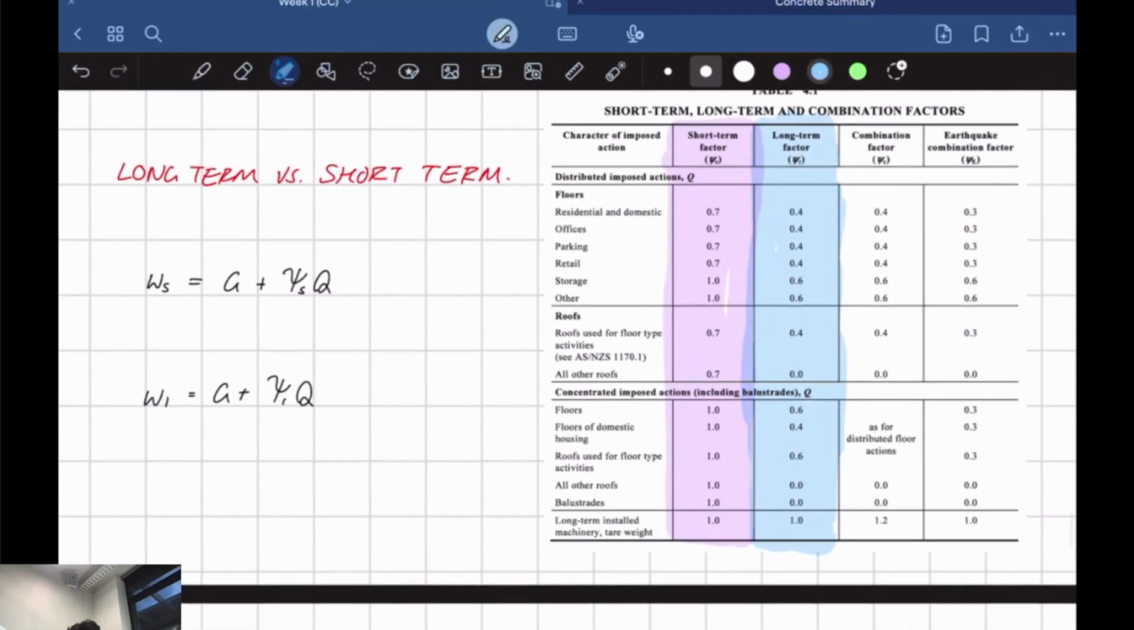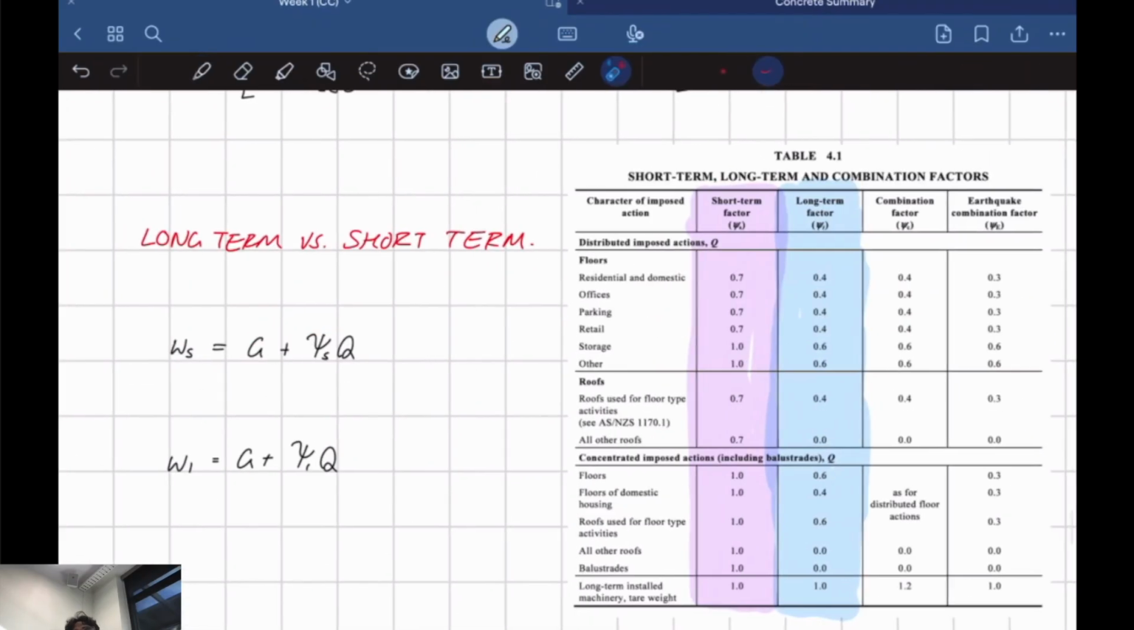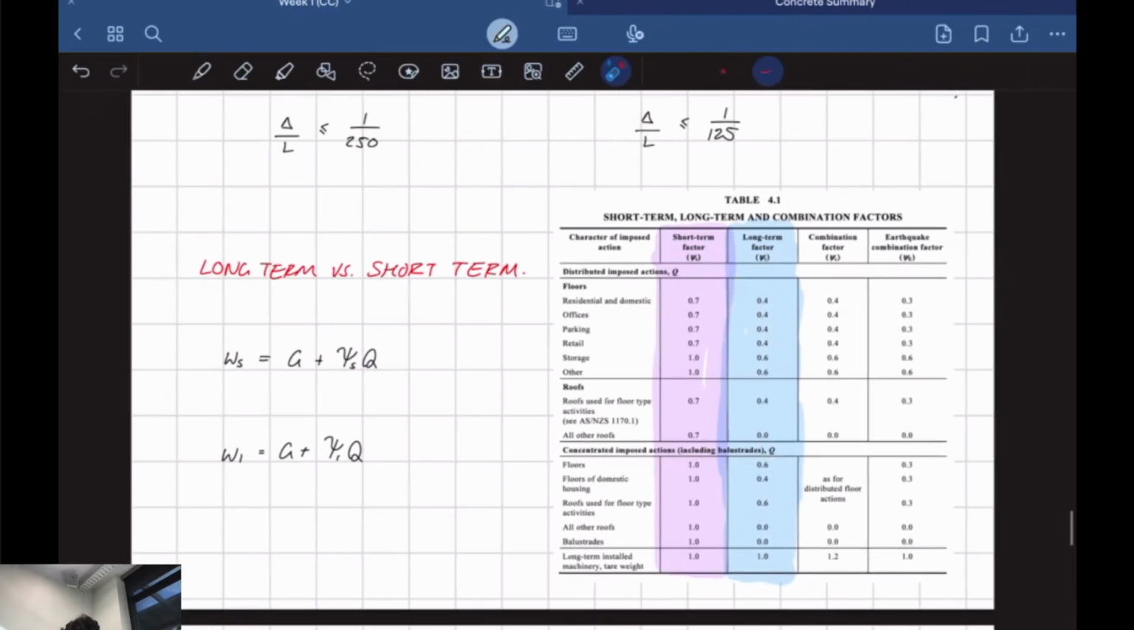Yeah, I actually don't know what the short-term, long-term factors actually mean. I just use them. But in all of our calculations, when we're calculating, let's say, short-term deflection, we're going to be using WS, right? So I'll get into a bit more detail when I actually cover serviceability properly, not right now, because there's a lot to it. But essentially, I just wanted to introduce you guys to long-term and short-term service loads.